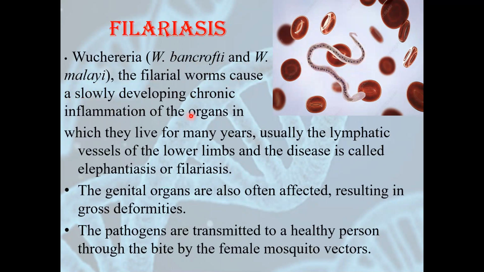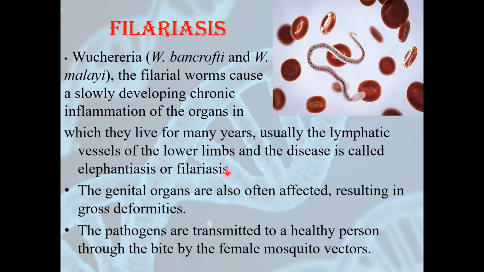They cause a slowly developing chronic inflammation of the organs in which they live for many years, usually the lymphatic vessels of the lower limbs. If this worm has infected a person today, it will show its effect after many years. So it lives inside the human for many years.